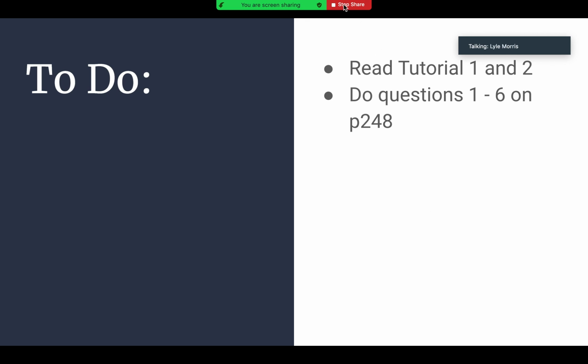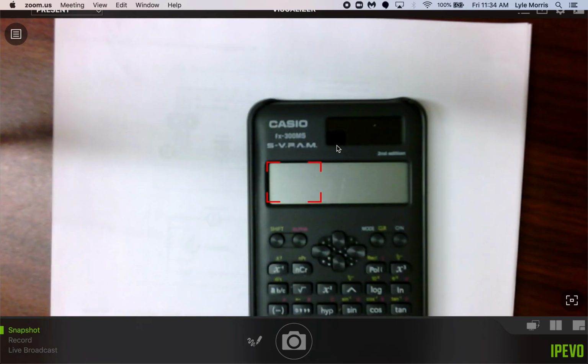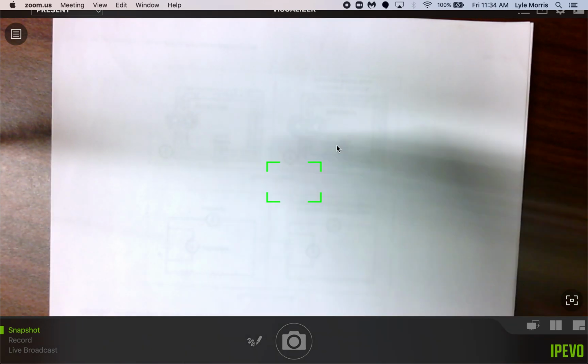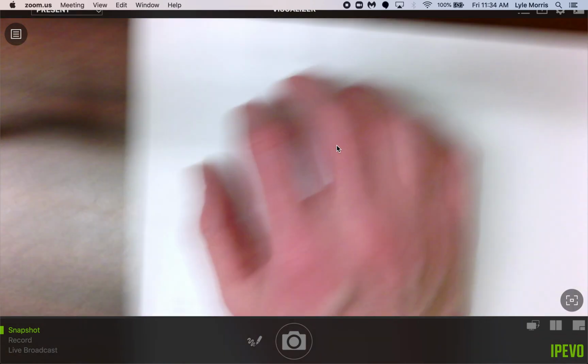Okay, I'm going to stop screen sharing, which means it should be, yes, my arm. Okay, that looks decent. Maybe let's get a little bit more intimate.